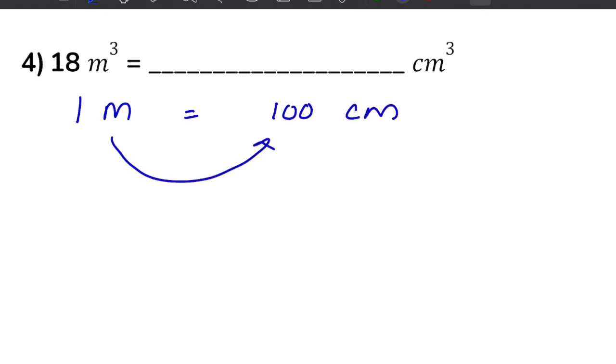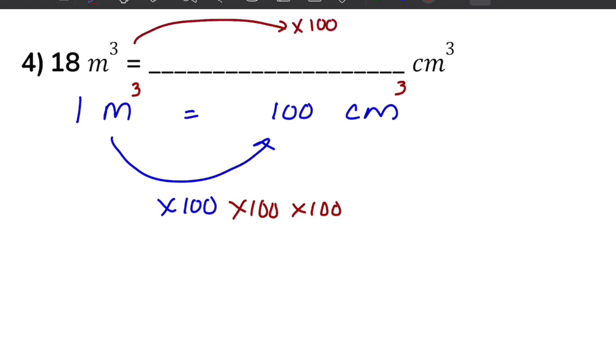Okay, so we are multiplying by 100, but we're dealing with volume. So we're going to multiply by 100 a total of 3 times. So that's what I'm going to do here. Times 100, times 100, times 100. So that's a million basically. So the answer is going to be 18 million.